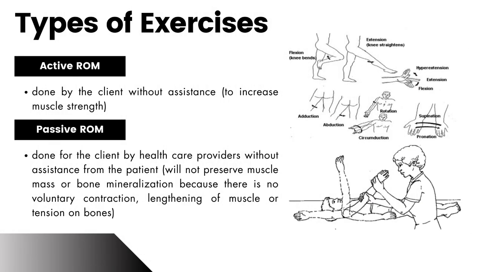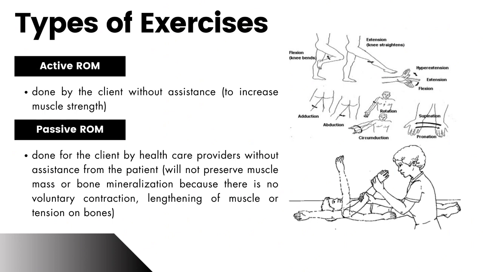Types of exercises. Active range of motion is done by the client without assistance to increase muscle strength. Examples include stretching, bending, and rotating limbs or joints without external help.